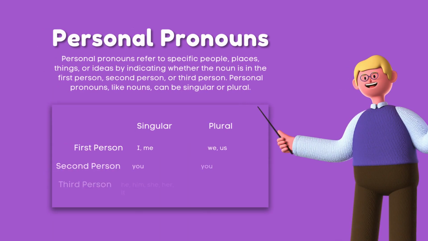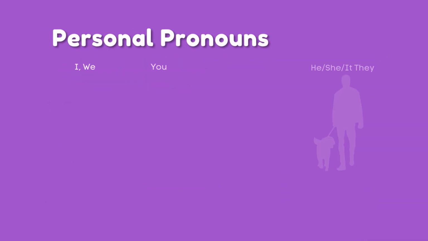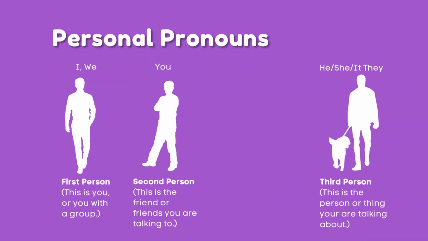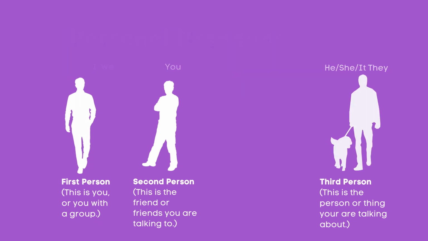As we've shown in previous lessons, personal pronouns can be singular or plural. The designation first person, second person, or third person refers to who you are talking about. I, or yourself, is always first person. You, the person you are talking to, is second person. And he, she, or it, is the person or thing you're talking about.